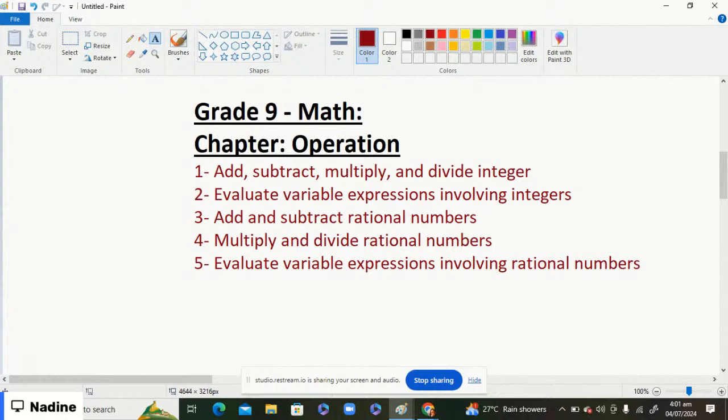So today we are here for grade 9 maths. The chapter name is operations, and here is the list of the lessons: add and subtract, multiply and divide integers, evaluate variable expressions involving integers, add and subtract rational numbers, multiply and divide rational numbers, evaluate variable expressions involving rational numbers.